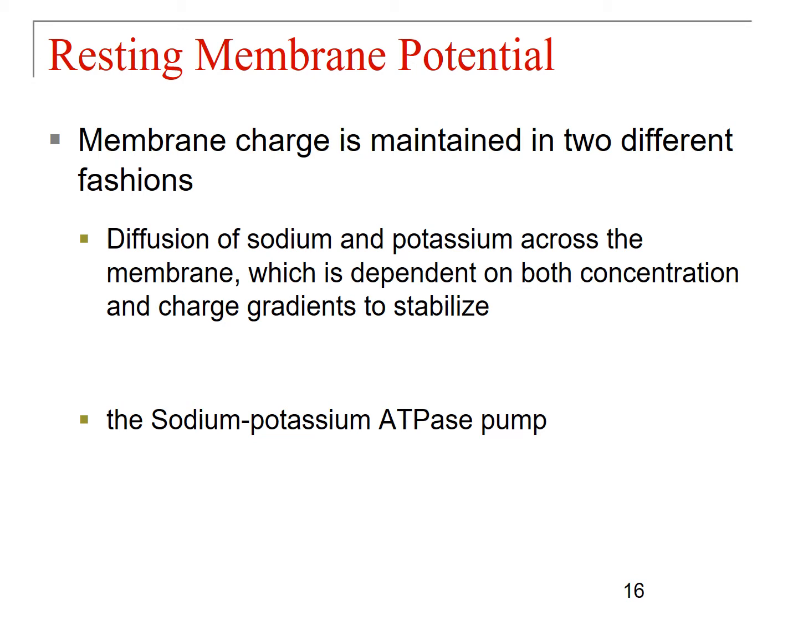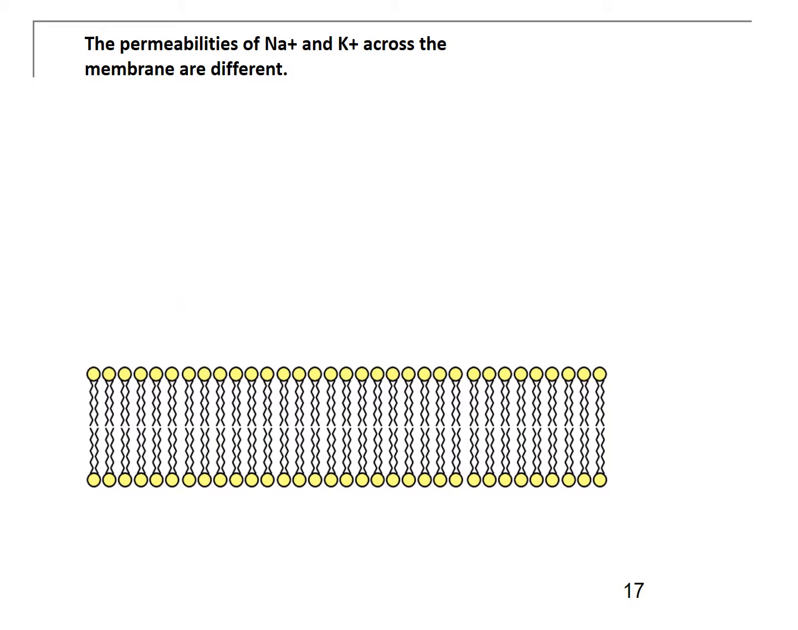Okay, so you maintain your membrane charge in two different fashions. One is diffusion of sodium and potassium across the membrane, and this is dependent on both the concentration on the outside and the inside and what's happening with the charge on the outside and the inside. The other is the sodium-potassium ATPase pump. We'll get into this in a little bit more detail. The first thing to say is that the permeability of sodium and potassium across the membrane are different.